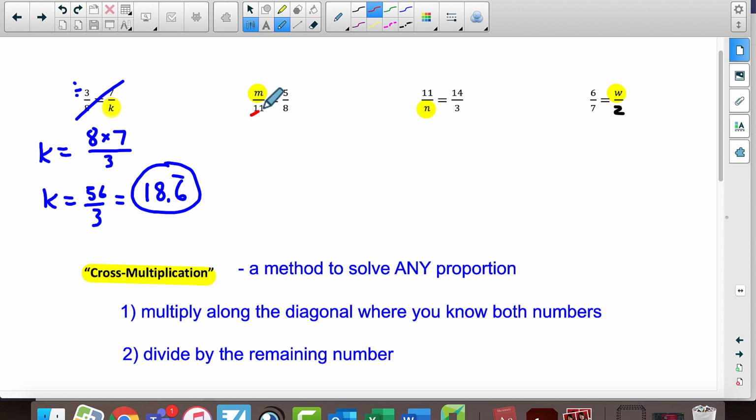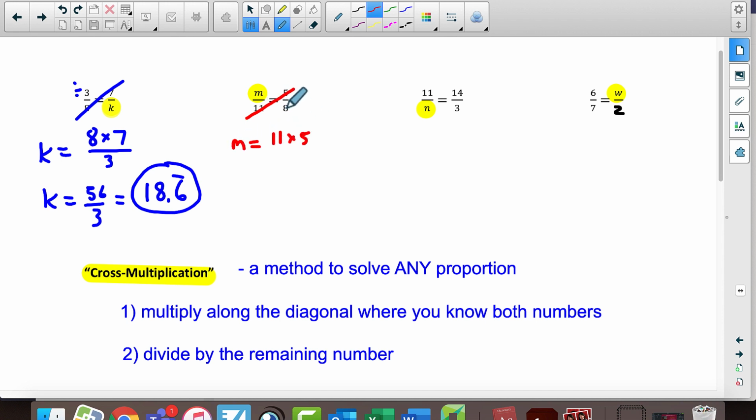We have our two diagonals. Which diagonal do you know both numbers? That would be this diagonal, 11 and 5. This one has the m in it. That doesn't work. So in order to get m, you're going to multiply the 11 and the 5.